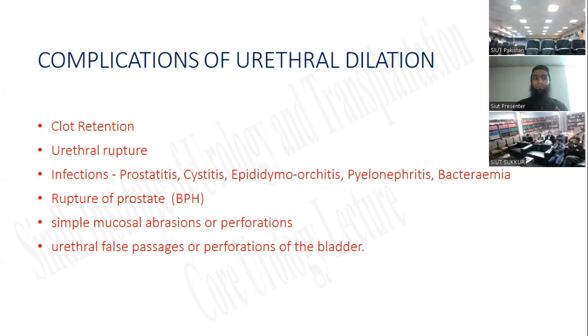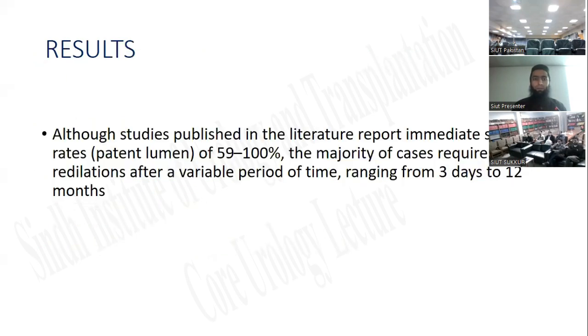What are the complications of the urethral dilatation? When you do the dilatation and there's bleeding and you do dilatation retrogradely, the blood might accumulate in the bladder and the patient might go into clot retention. Urethral rupture might be there. The patient may have infection: prostatitis, cystitis, epididymitis or orchitis, pyelonephritis, bacteremia, or the prostate might get ruptured, which may cause bleeding and clot retention, simple mucosal abrasion, or urethral false passage or perforations of the bladder.